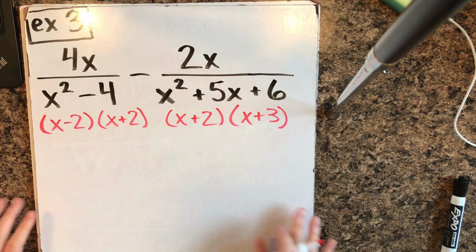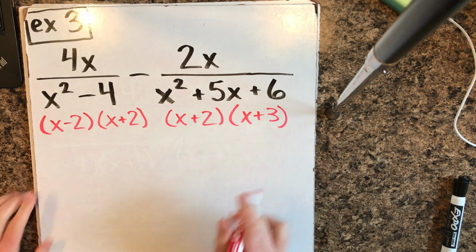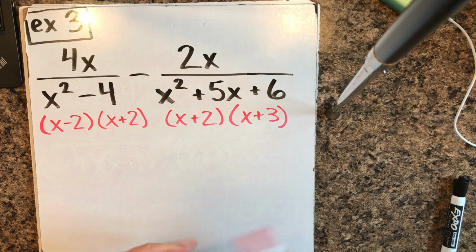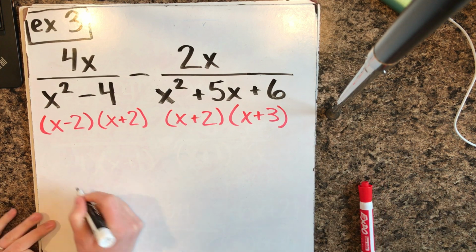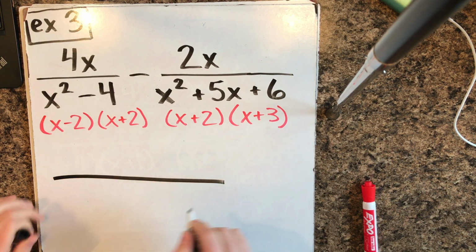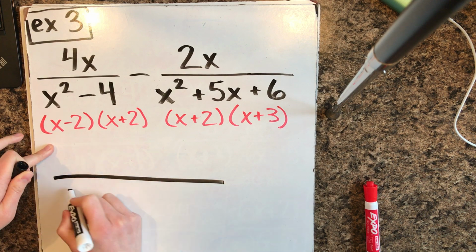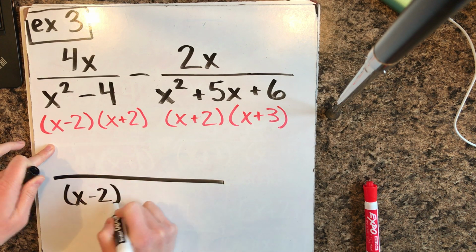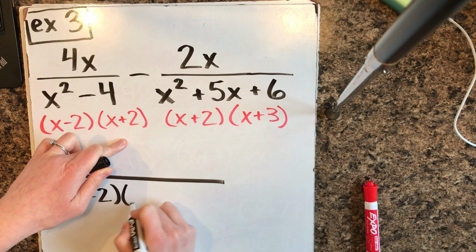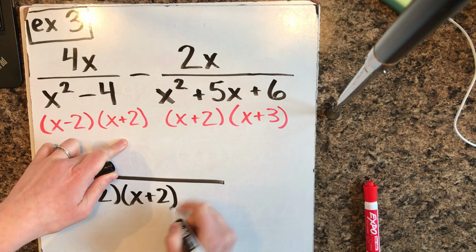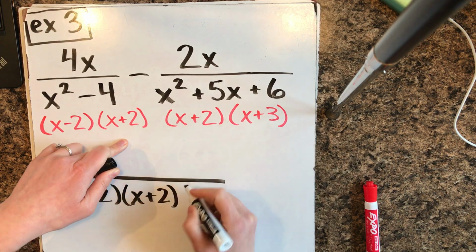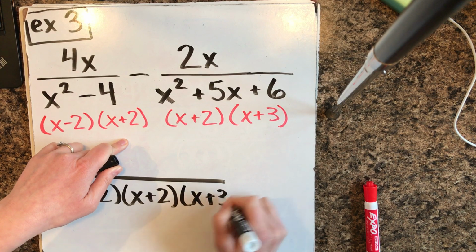Okay, so really quick, box and diamond, I factored both sides. Reminder, once I know what my factors are, I can just go ahead and write down what the denominator is. x minus 2, x plus 2, and x plus 2 are the same, so I'm just going to write it down one time. It counts for both. And then the x plus 3 I need.